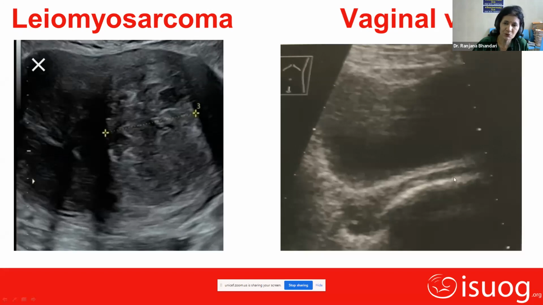So see, this was so confusing. This was looking like a normal, but this was hypoechoic. This is more thickened also. Otherwise, normally it is only 3 to 4 millimeters thick, but this is looking quite thick, and there is a linear tampon within the vagina, causing a lot of shadow behind it.